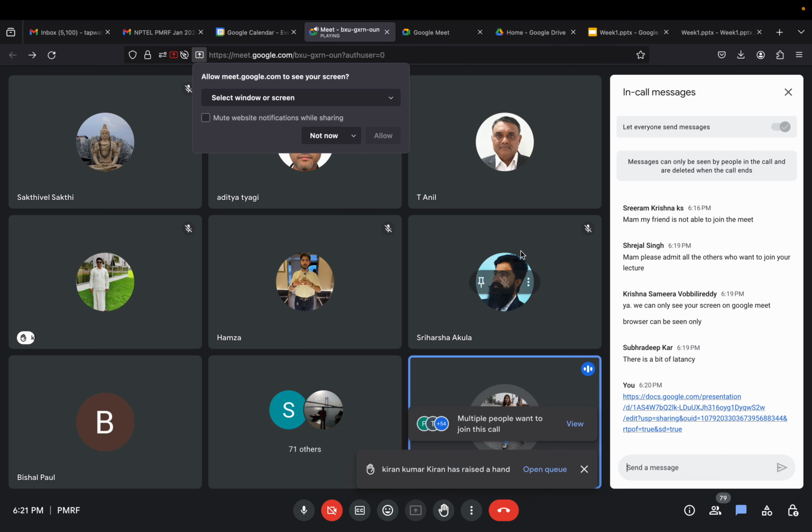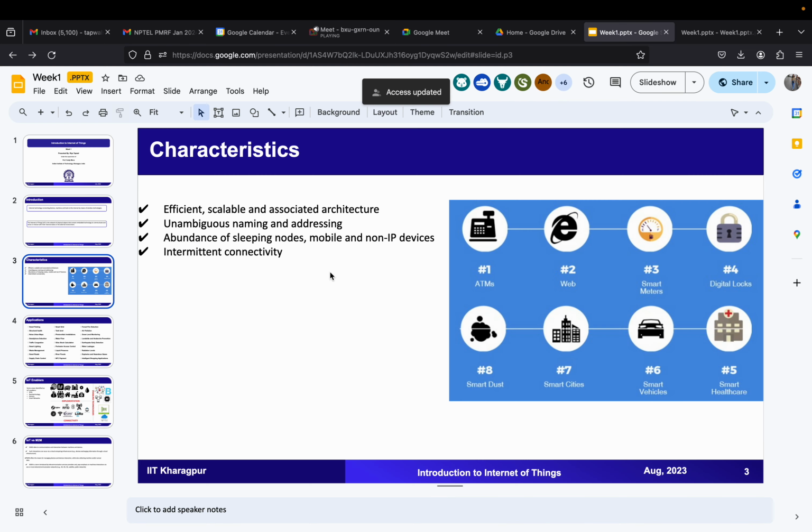So everyone, please open the slides at page number 3, characteristics. Okay, so we were discussing the characteristics. Basically, your Internet of Things should be efficient, scalable, and the architecture should be associated. Each and every object should be associated with other objects, so these objects should be able to interact with each other.